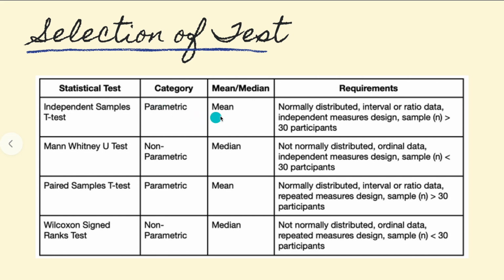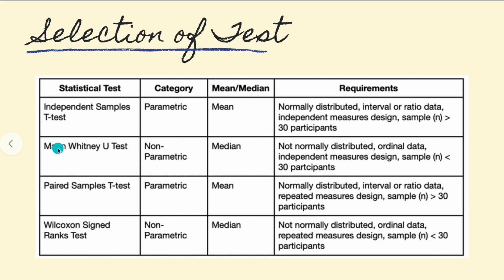Okay, and you use the mean when it comes to this because it is a normal distribution. So this test is selected under these specific requirements: the data needs to be normally distributed. It needs to be interval or ratio level data. Okay, the research design needs to be an independent measures design, and like I said, the sample needs to be larger than 30 participants, or it can be dependent on whether your data was found to be normally distributed or not.